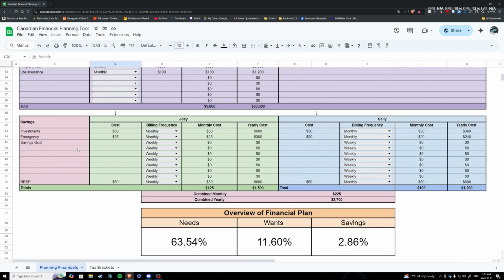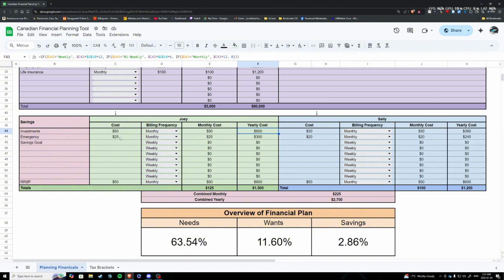Okay, next we have our savings. So this part was split off into two. We have a section for Joey and we have a section for Sally, and then you can put your category, I guess: investments, emergency savings goals, or your RRSP. So Joey in this case is doing $50 monthly for investments. That's equivalent to $600 a year.